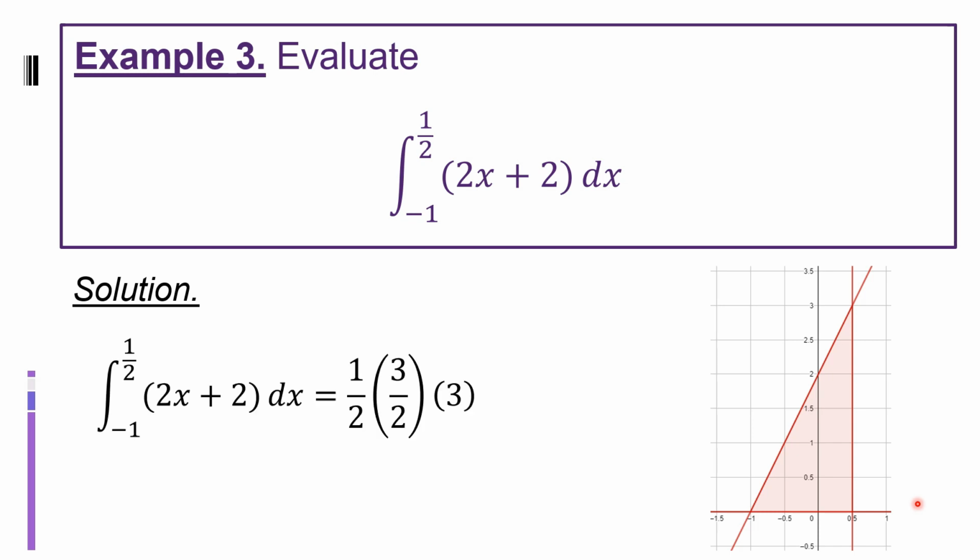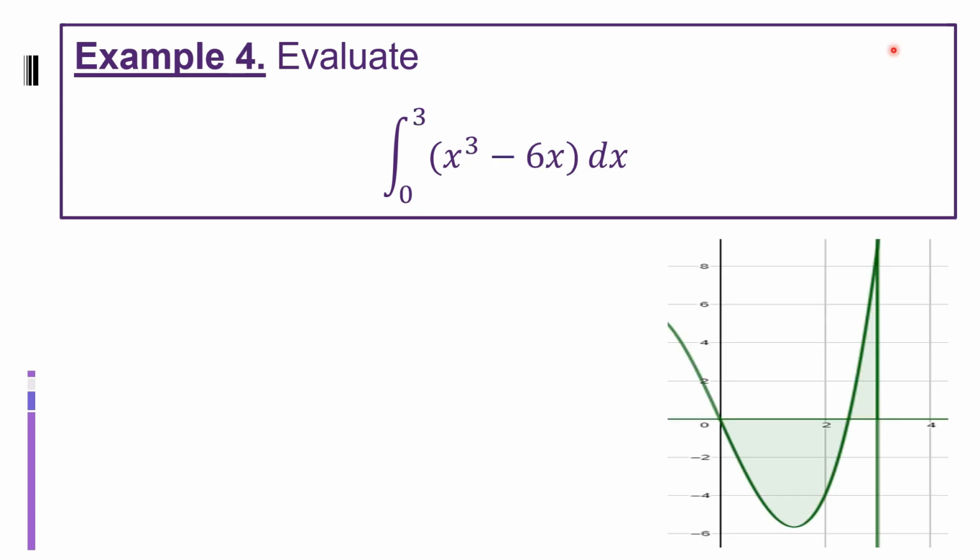So for our solution, the definite integral from -1 to 1/2 of 2x plus 2 dx is equal to 1/2 times base. Ang base natin dito is 1.5 or 3/2 times height. Ang height naman natin is 3. So, pwede na natin ngayong i-simplify that, and that is just equal to 9/4. Let's evaluate the definite integral from 0 to 3 of x cubed minus 6x dx.